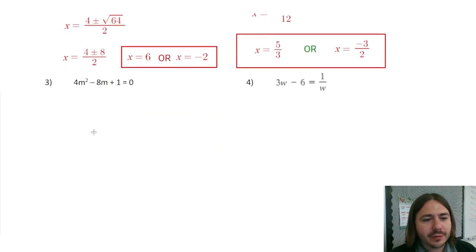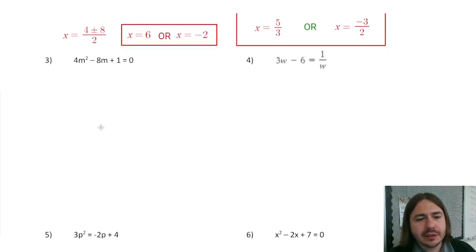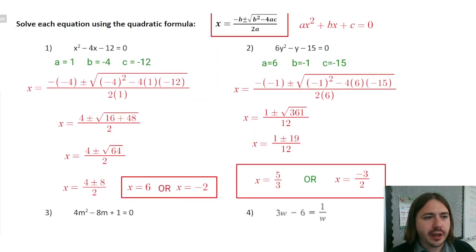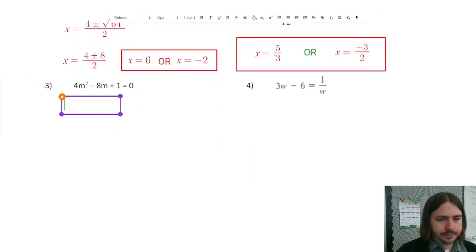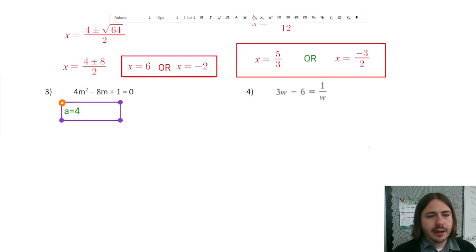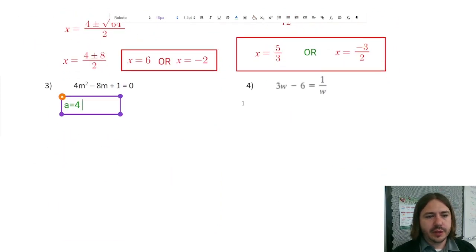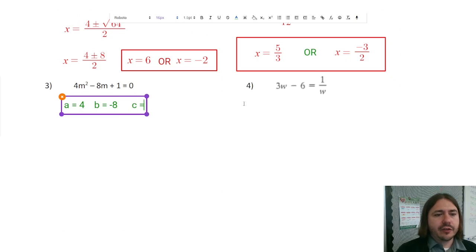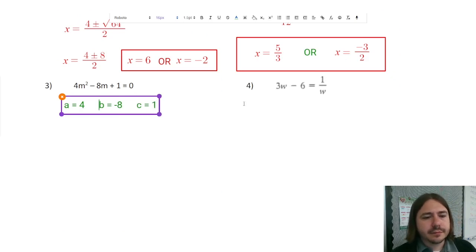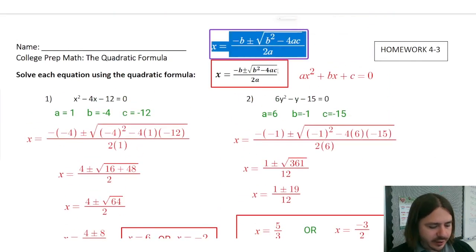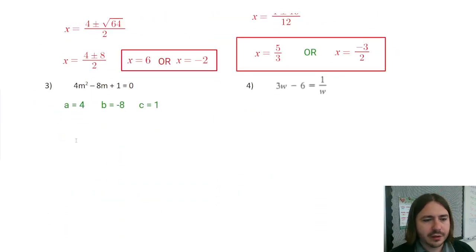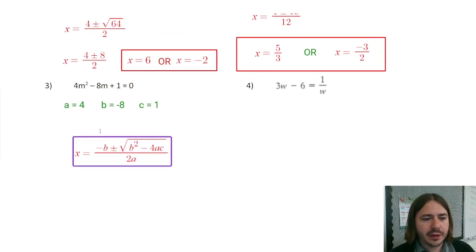For number 3, we got 4m squared minus 8m plus 1 equals 0. So our a value here is going to be 4. The b value is going to be negative 8. And the c value is going to be 1. Now I'm going to grab my quadratic formula up here, start plugging everything in, and hopefully everything will work out nicely here.